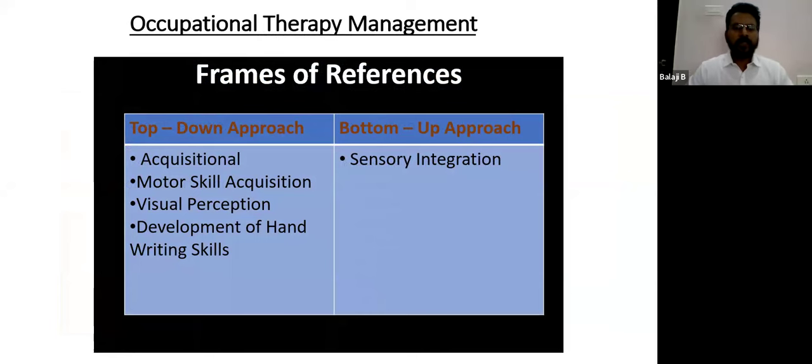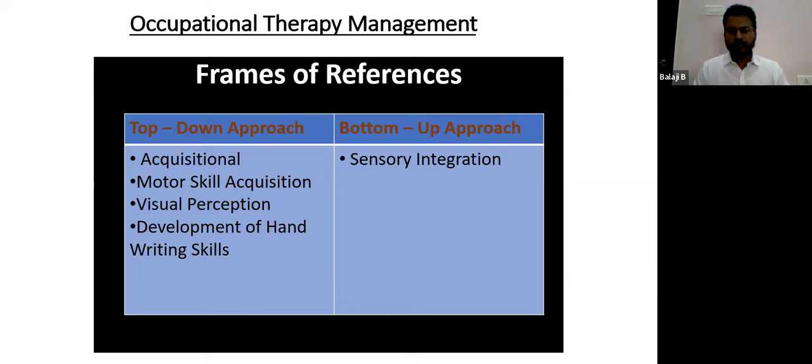Sure. So my frames of reference, OT management based on my frames of reference are motor acquisition, acquire motor skills, especially your gross motor, fine motor, as well as sensory based behavioral issues. So we use these frames of reference by engaging the child, making the child participate in various gross motor, fine motor and behavioral strategies. So as you all know, these are all called top-down approaches where we work at the problem and enhance those.